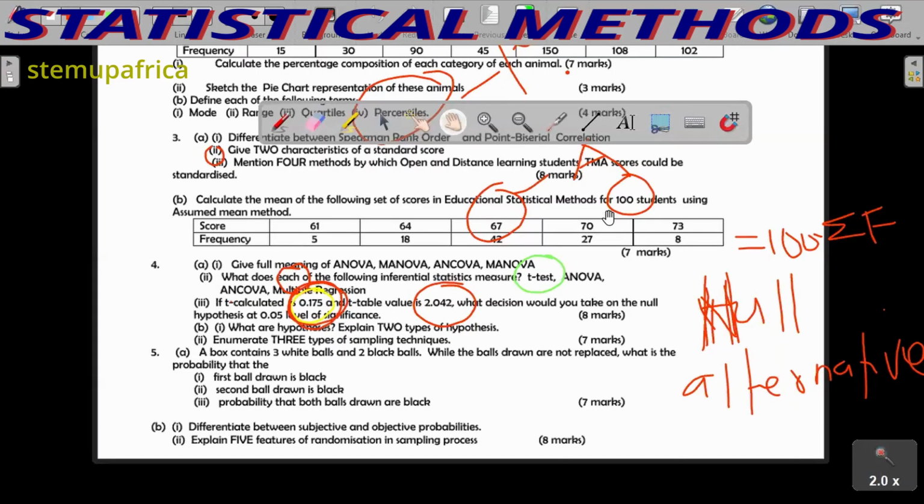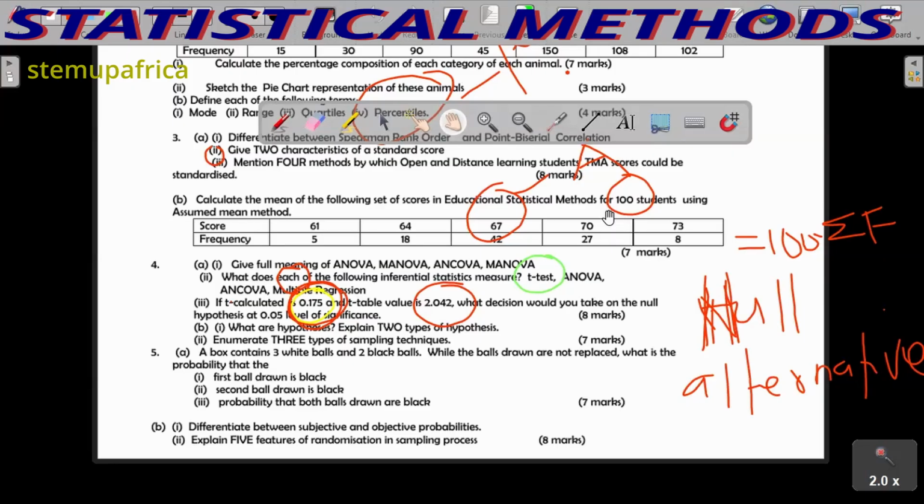It says a box contains 3 white balls and 2 black balls. The balls are drawn and not replaced. So this is probability without replacement. Maybe they have 30 balls in the bag. You took one out, you didn't put it back. That means the number of balls in the bag will reduce by 1 anytime you take from it. That's called probability without replacement.